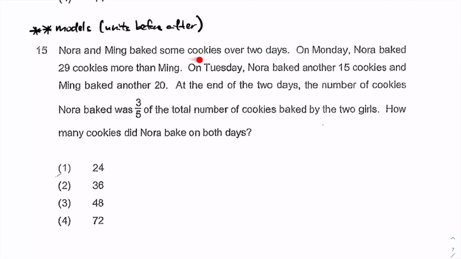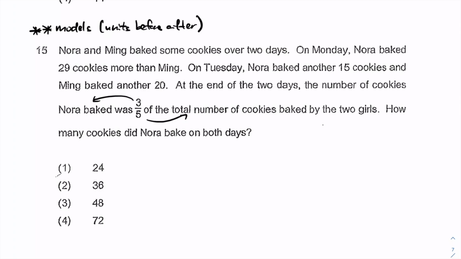Nora and Ming baked some cookies over 2 days. On Monday, Nora baked 29 more than Ming. On Tuesday, Nora baked another 15 and Ming baked another 20. So some quantities were added for both girls. At the end of the 2 days, the number of cookies Nora baked was 3/5 of the total. Do take note that 3 units belongs to Nora, and the total was 5 units.